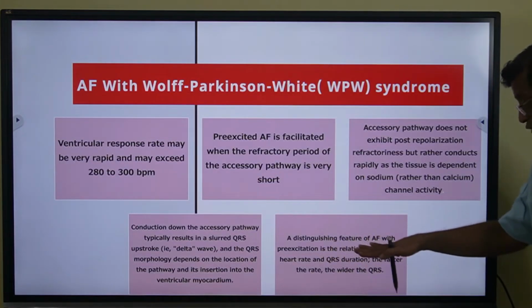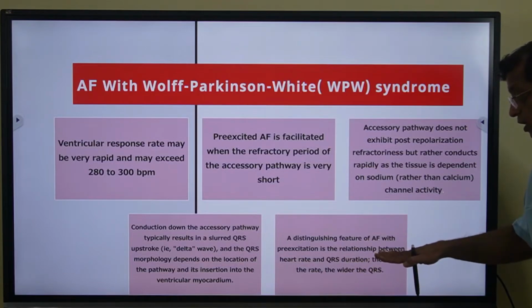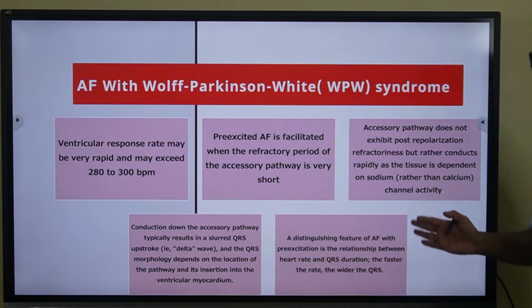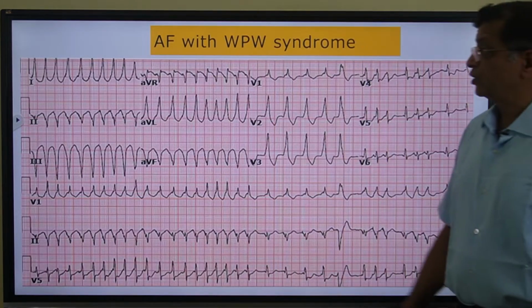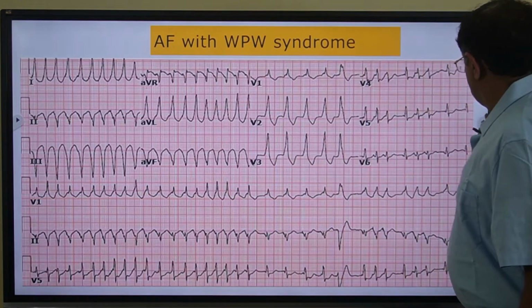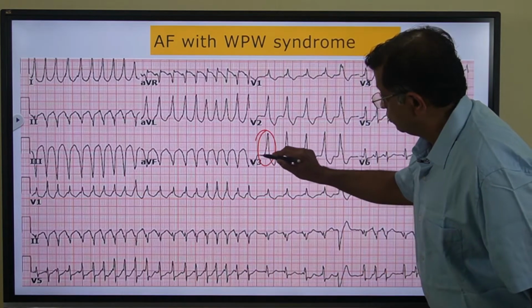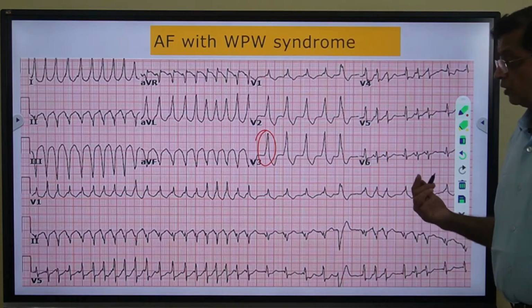A distinguishing feature of atrial fibrillation with pre-excitation is the relationship with the heart rate. The more the heart rate, the wider will be the QRS. So this is an important distinguishing point. So this is a patient of AF with WPW syndrome. So you see the typical delta waves, right? And naturally there is no P wave, so we cannot talk about a PR interval.